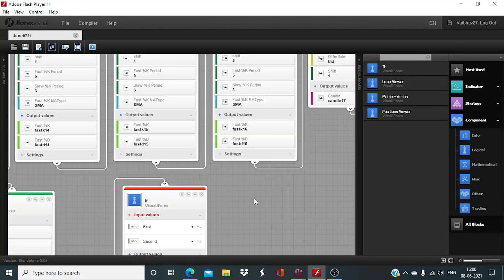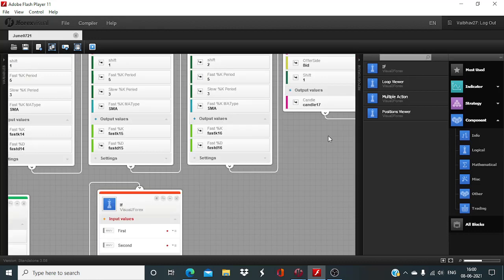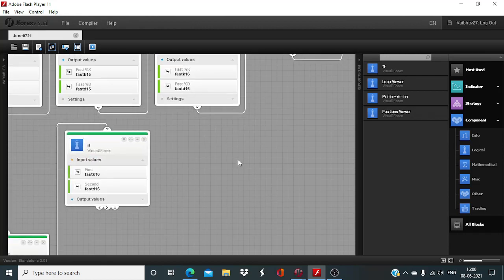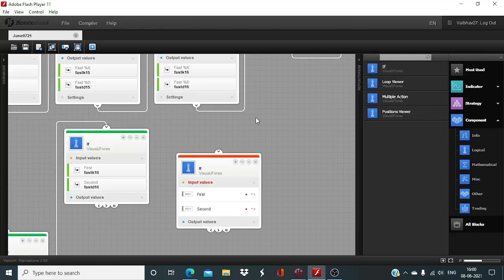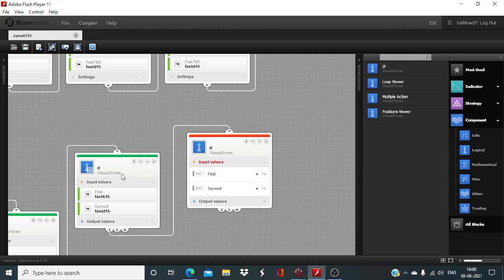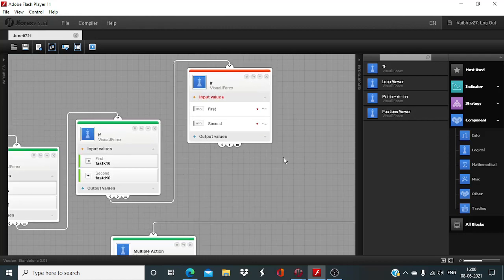and in the case of fast K16 and fast D16, we will need to invert the condition. In the penultimate 15 minute candle, the fast K16 should have been below fast D16. First input less than second input.